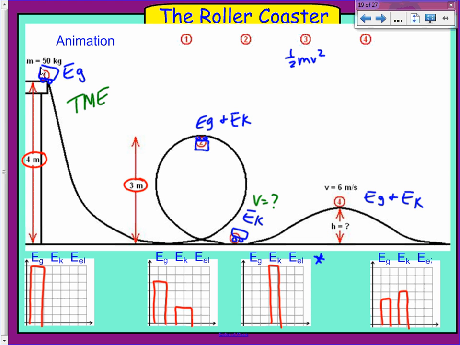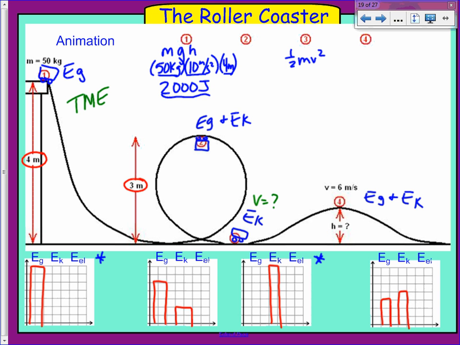Since I like the idea of only having to deal with one energy at a time, let's see if we can figure it out from bar chart number 1. Bar chart number 1 has all of its energy stored as gravitational. And so if you remember that equation, gravitational is mgh. In order to figure out the total mechanical energy, I would need to know the mass, which is 50 kilograms. I would have to know what g is, which is the acceleration of gravity, which is 10 meters per second squared. And I would have to know the height, which I do know, it's 4 meters. So 50 times 10 is 500, times 4 is 2,000 joules.